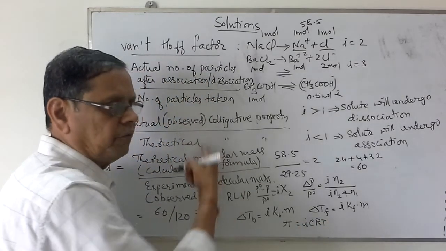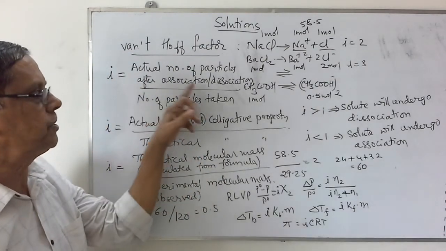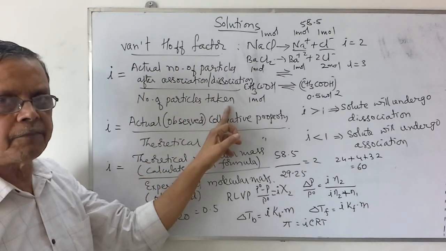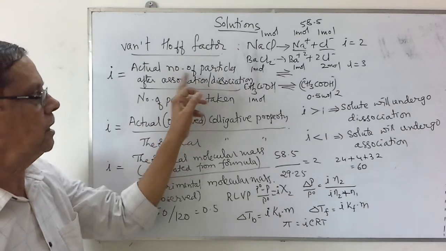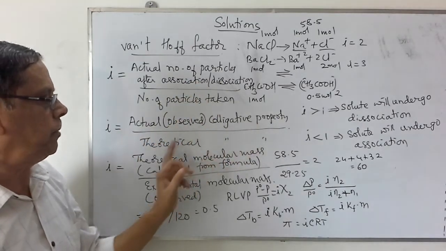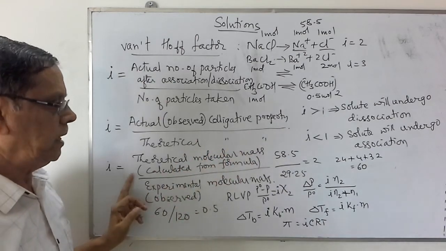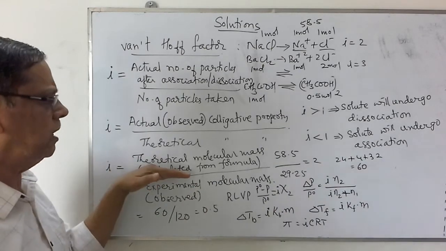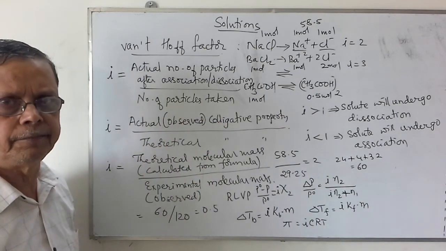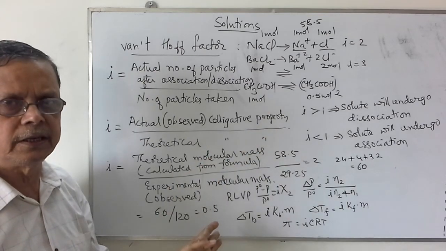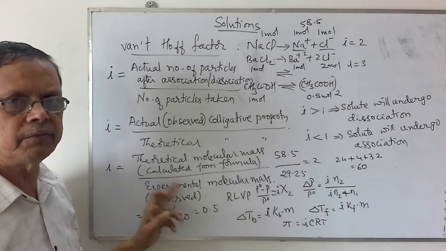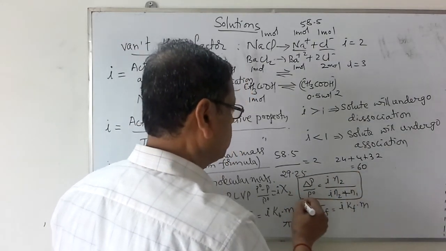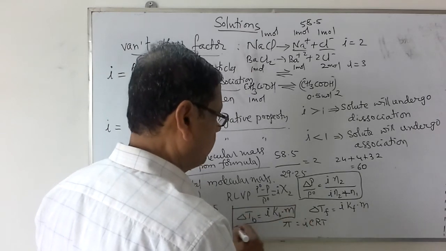Here i stands for the Van 't Hoff factor, which can be calculated either by using the first equation, that is the actual number of particles divided by the number of particles taken after dissociation or association; or actual colligative property divided by theoretical colligative property; or theoretical molecular mass divided by experimental molecular mass. It is because the molecular mass and colligative property are inversely related. So in all the previous explanations, we have seen that colligative property and molecular mass are inversely related. So these are the various equations that we can use after introducing the Van 't Hoff factor.